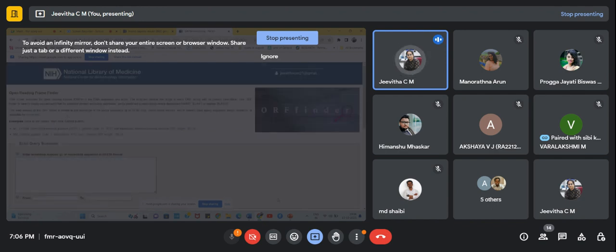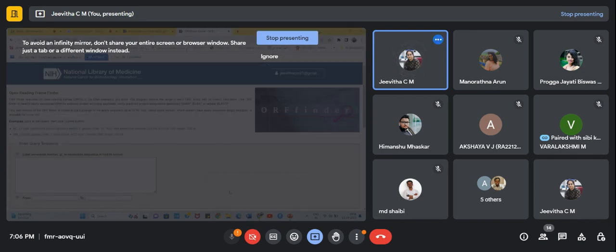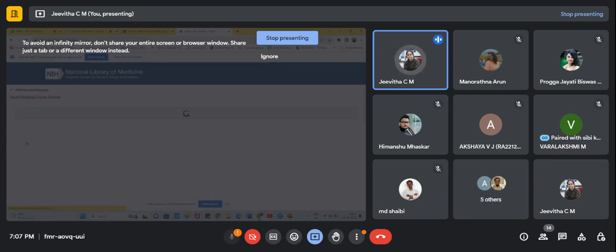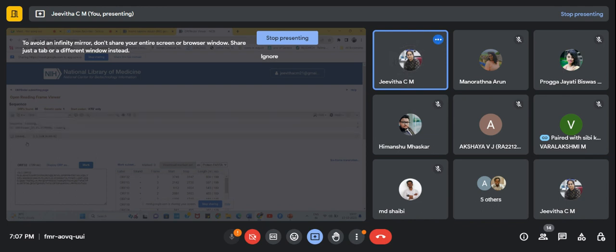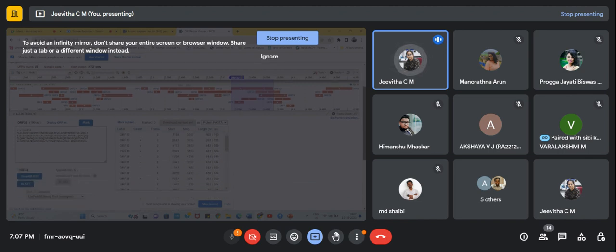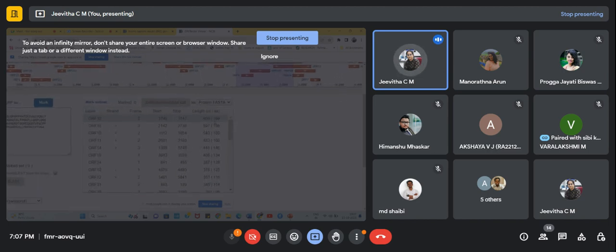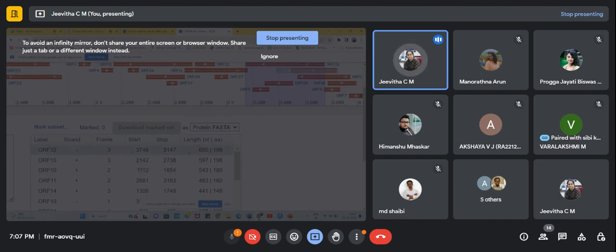So what this ORF Finder does is, when you are giving this data here, it will translate the data into the possible protein outcome. Whatever nucleotides you give, it will translate into protein sequences, with the maximum number of amino acids possible. Here, from the data we gave, the maximum output is 199 amino acids, starting with a start codon and ending with a stop codon.